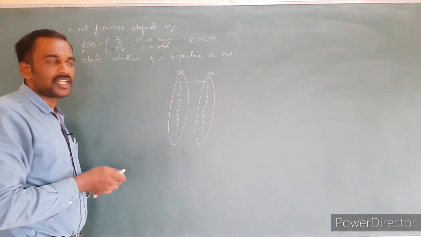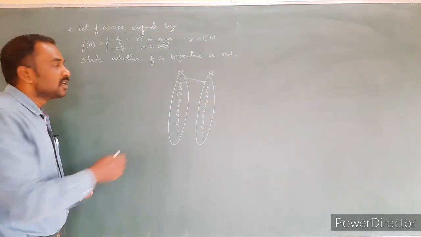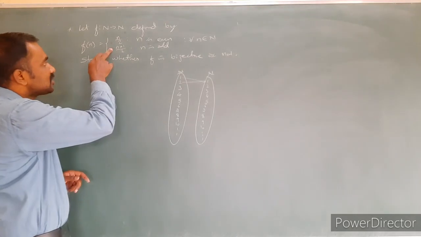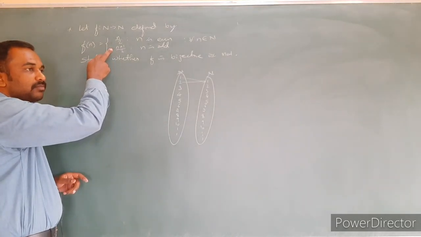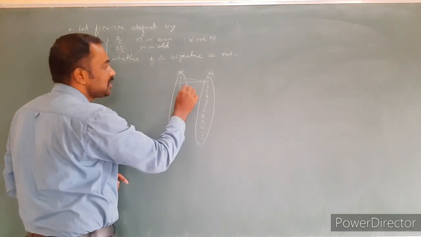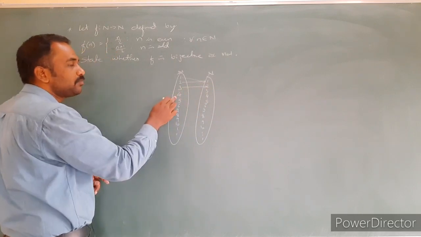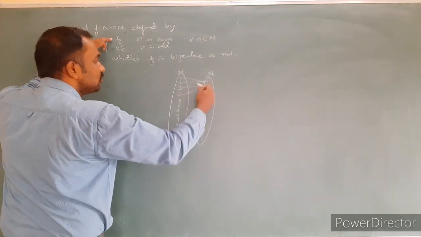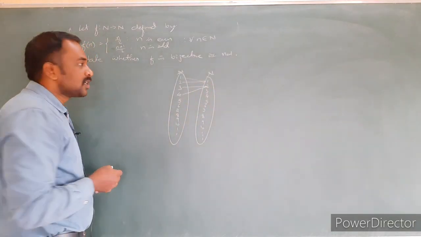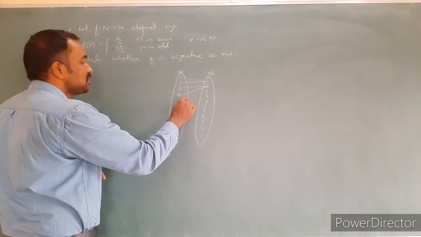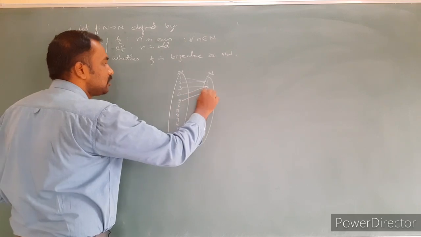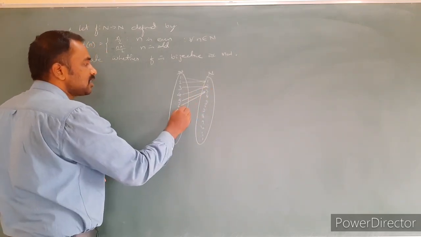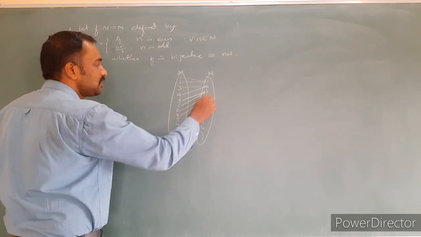Now try to get the remaining elements. Image of 3: 3 is an odd number, so use the odd function value. 3 plus 1 is 4, 4 by 2 is 2. Image of 3 is 2. Similarly, image of 4: 4 is even, so n by 2, and 4 by 2 is 2. Yes, image of 4 is 2. Similarly, image of 5: 5 plus 1 is 6, 6 by 2 is 3. Image of 6 is 6 by 2, which is 3. Image of 7 becomes 4. Image of 8 is 4.